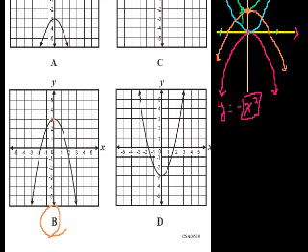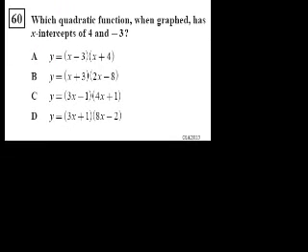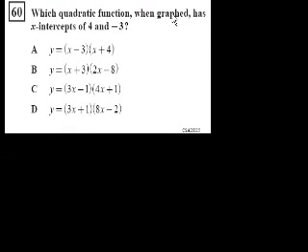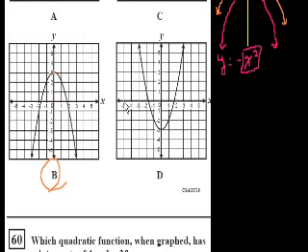B. Problem 60. Which quadratic function, when graphed, has x-intercepts of 4 and minus 3? So x-intercepts of 4 and minus 3 means that when you substitute x of either of these values into the equation, you get y is equal to 0, right? Because when y is equal to 0, you're at the x-intercepts. This is when y equal to 0. So that's what they mean by x-intercepts.